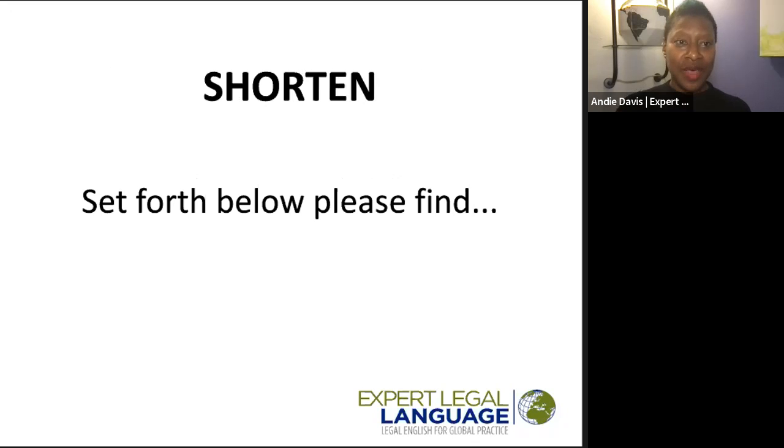Here is a phrase, for example, that we see all the time. Set forth below, please find. Can this be minimalized? Of course, we can simply say below is or below are. And I apologize if you're hearing a siren outside. This is New York City. There's sirens all the time. So we can, instead of saying set forth below, please find, which is a quite archaic construction, we can just say below is or below are.